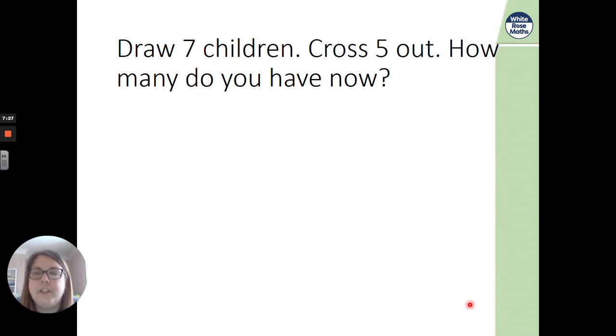Draw 7 children. Cross 5 out. How many do you have? So draw 7 children. And it can be little stick men, or there can be circles to represent the children. That's fine. Cross 5 out, and then tell me the number of how many you've got now. Pause the video and have a go at that one.